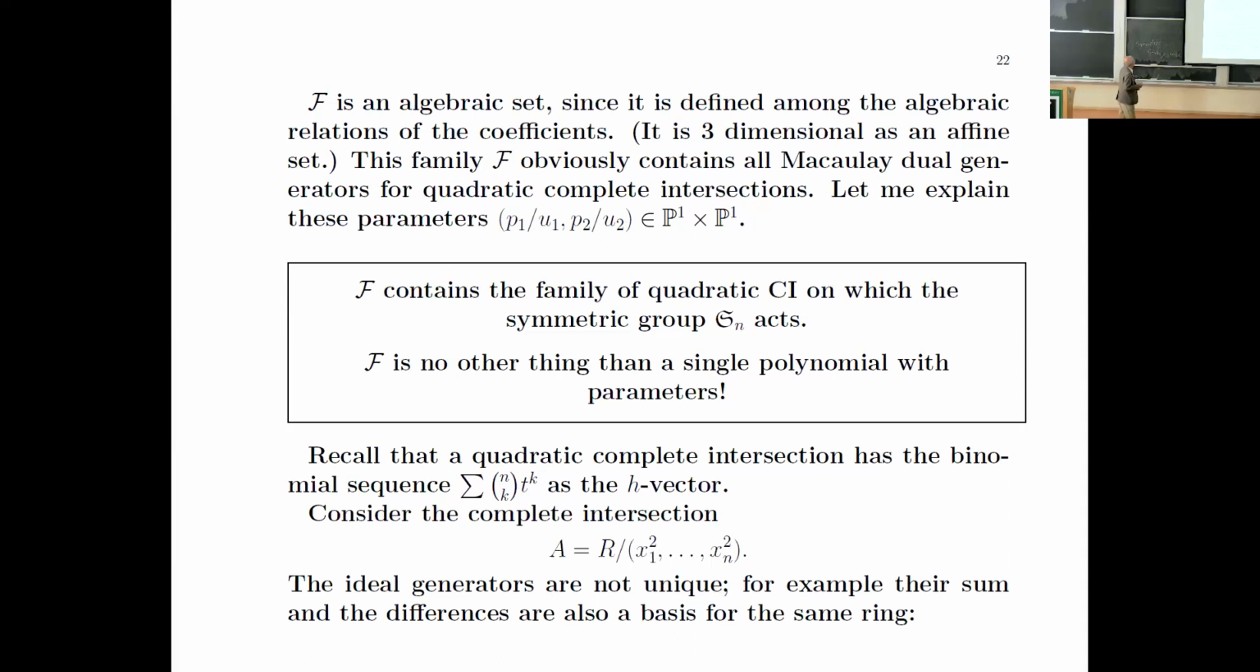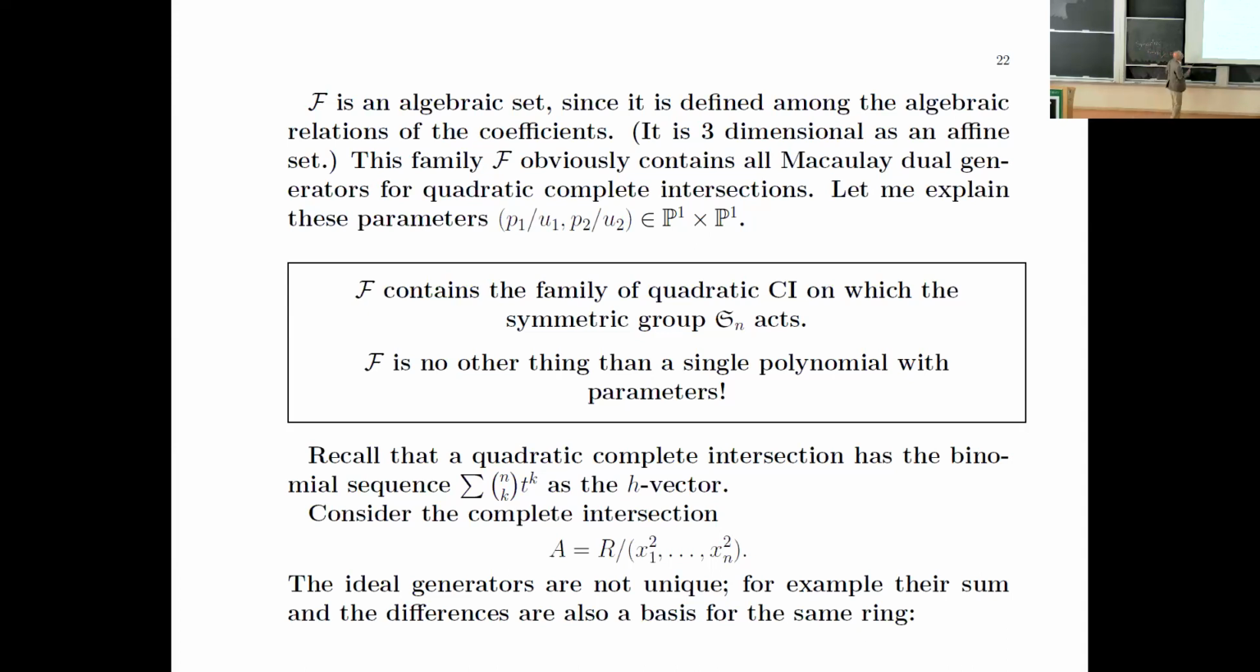So let me explain these two parameters, P1 and P2. Mostly you can assume U1 and U2 are 1. And F contains a family of quadratic CI on which the symmetric group Sn acts, and F is nothing other than a single polynomial with parameters. I want to explain it.